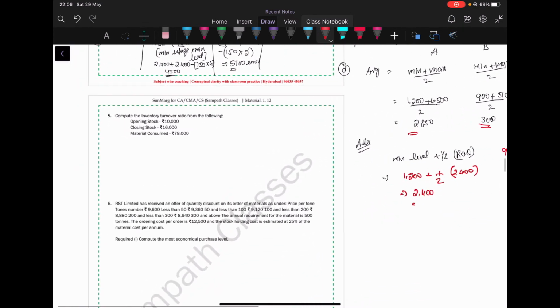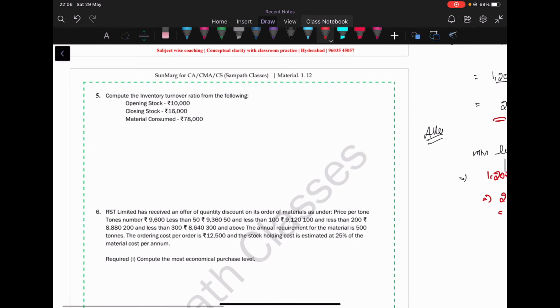Next, I think you understood this problem. Next one, compute the inventory turnover ratio. What is the formula for the inventory turnover ratio? The formula for the inventory turnover ratio, I'll use another color pen. Inventory turnover ratio.